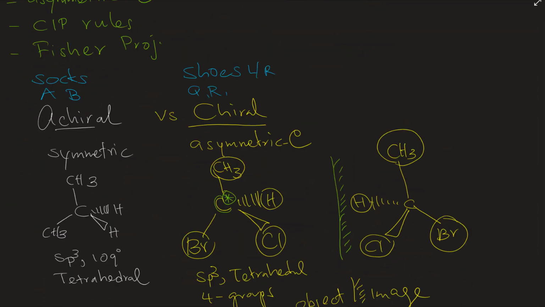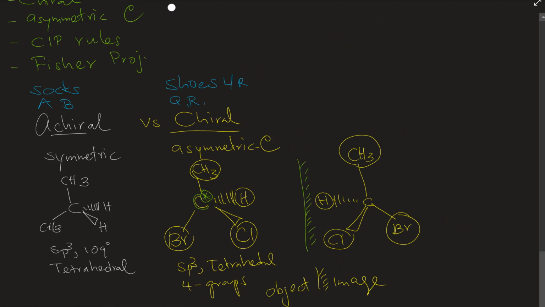Now, what we can do, we can use the Cahn-Ingold-Prelog rules to find out the absolute configuration. So the CIP rules are easy. You rank each group based on their atomic number. Higher number gets one and hydrogen gets the last, basically. So 1, 2, 3: bromine, heavy, highest atomic number, chlorine, then carbon, then hydrogen.